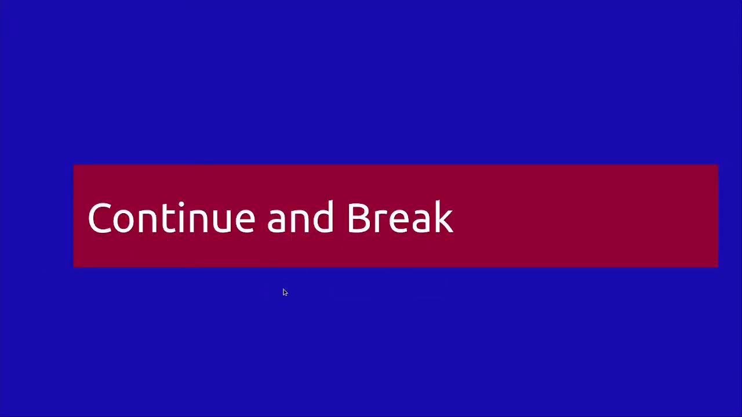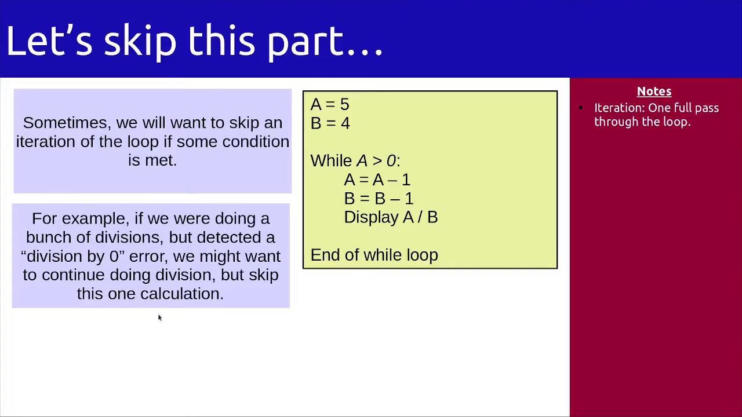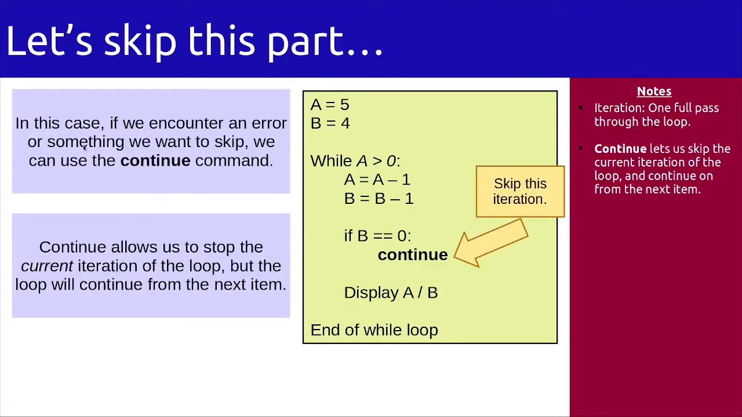The continue and break commands are also kind of useful to have with our loops. So let's say we were writing a program that did division between two variables, a and b, but sometimes b might be 0. We don't want to have any divisions by 0, so we'd want to detect that error and skip it. So normally this is just going to loop. It'll stop once a is less than or equal to 0, but if b becomes 0, we want to handle that in some way. So in this case, we can use the continue command.